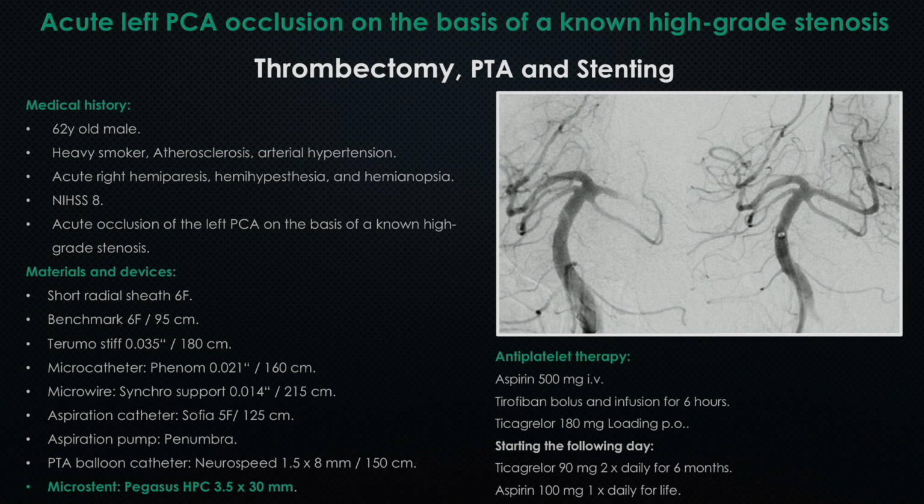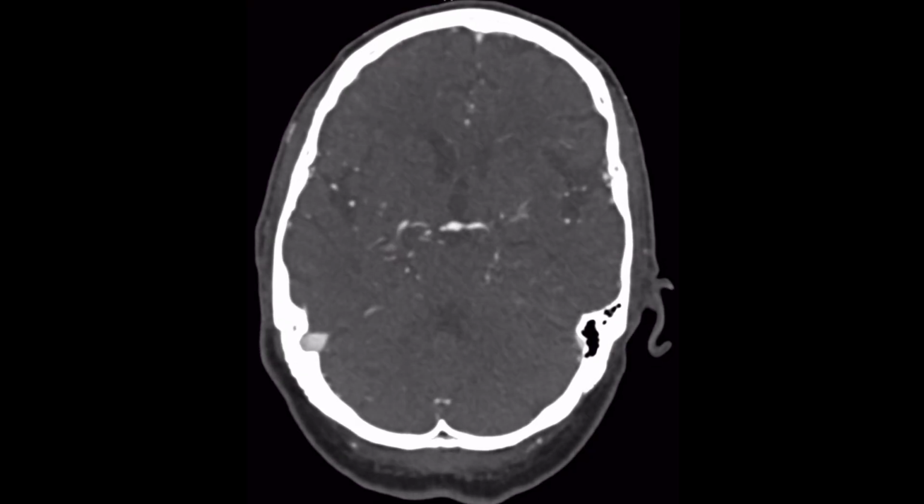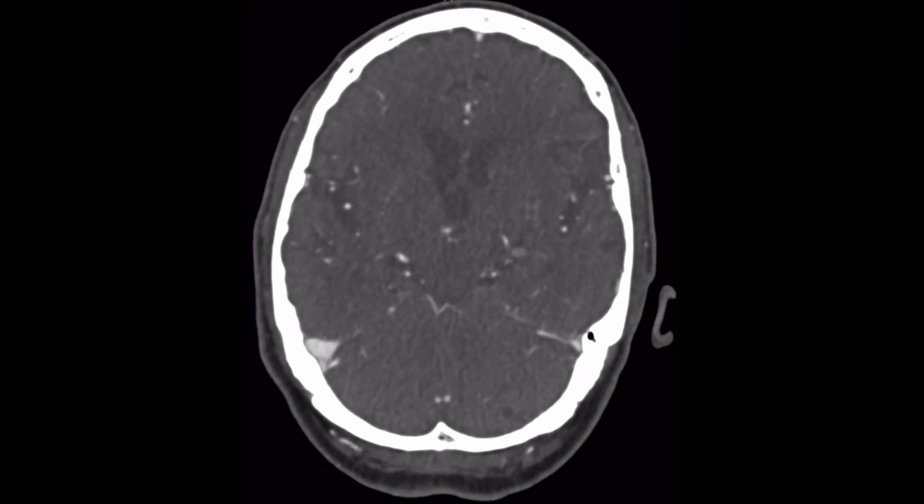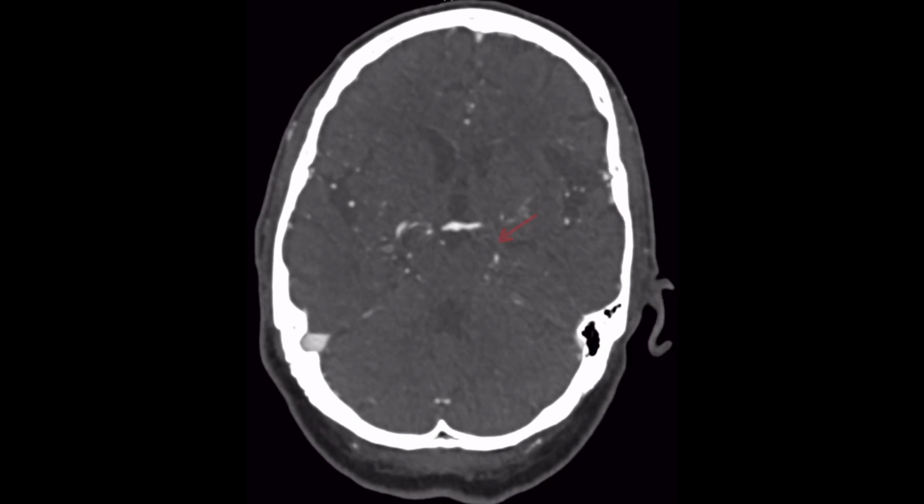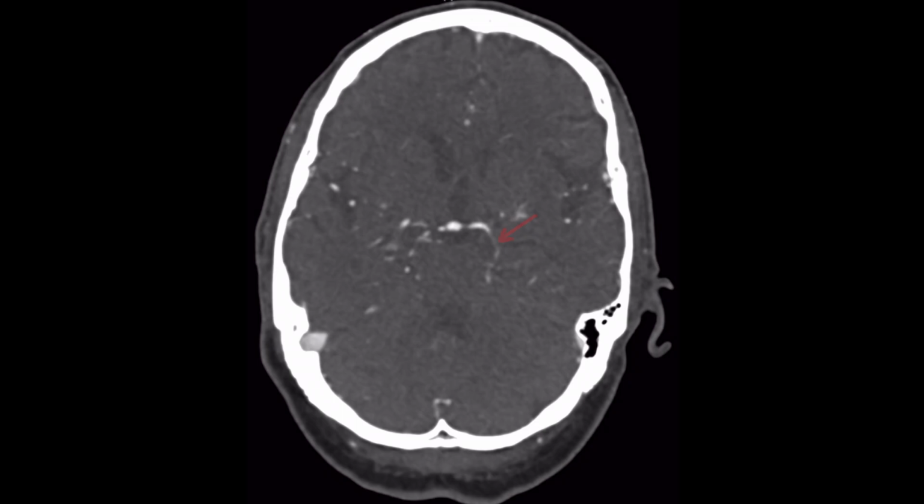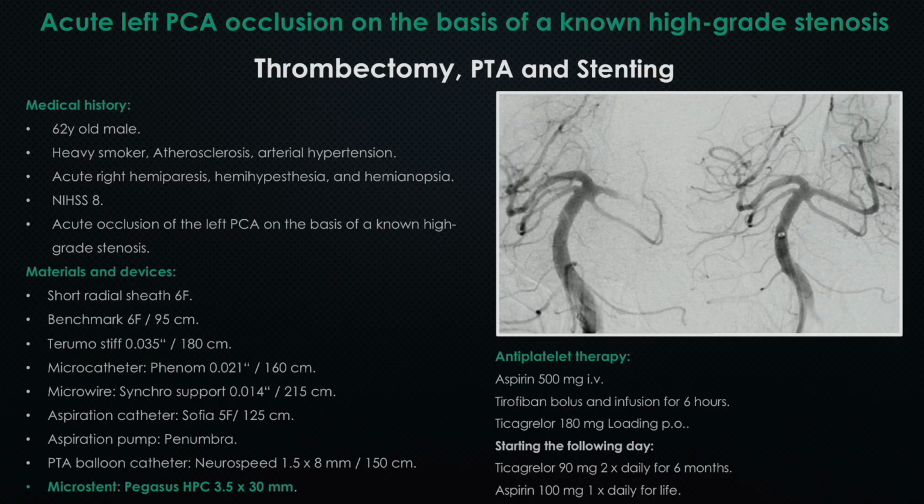And the patient came 1.5 months ago with a short-time TIA, and in the CT angiogram, we've seen a high-grade stenosis of the left PCA in the distal P1 segment marked with the red arrow. At that point, we didn't treat the patient because he had no symptoms after the TIA. But after 1.5 months, the patient came with a symptomatic occlusion of the left PCA.